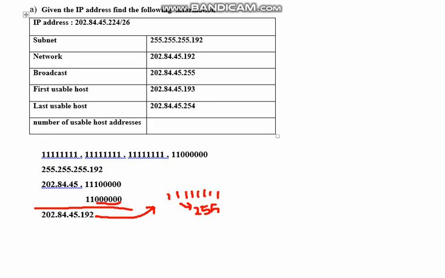And the number of usable host addresses, since I have over here 6 host bits, so the different combinations I can write these 6 bits in is 2 to the power 6, that is 64. And 2 of these addresses I cannot use because one goes to the network address and one goes to being the broadcast address. So it's 64 minus 2, which is just going to be 62. So the number of usable host addresses is going to be 62.